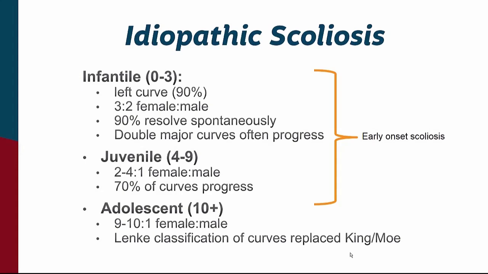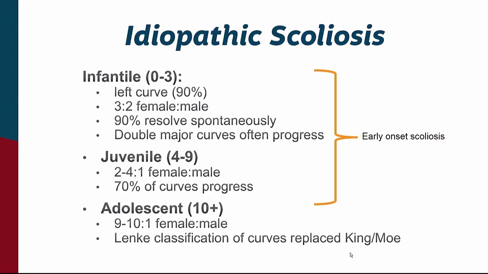In juvenile, age of 4 to 9 years of age, has a slightly more female preponderance, but a large percentage of these curves progress over time. These children tend to be more skeletally immature, so have more growth, and that's been a common factor with curve progression. Adolescent curves, about 9 to 10 are female compared to each male patient with it, and often use the Lenke classification to help define these, which replaced the older classification of the King-Moe.